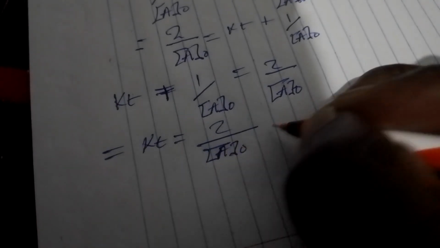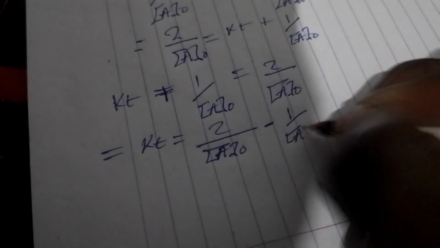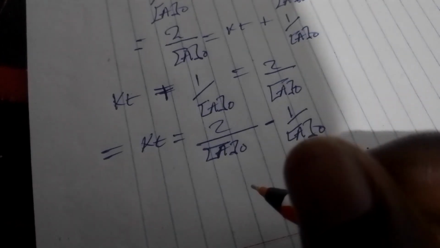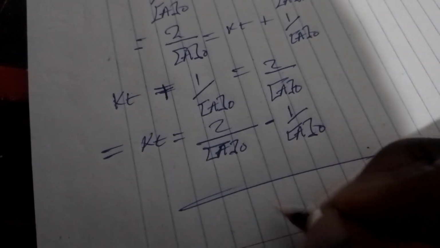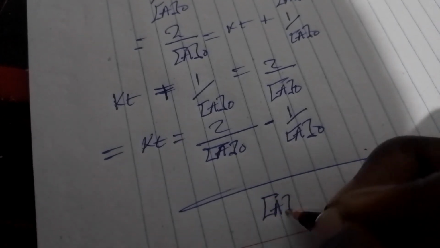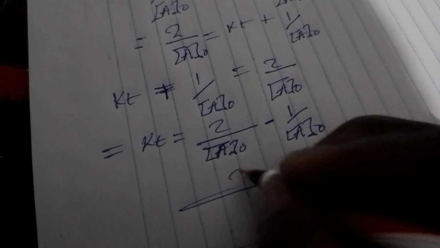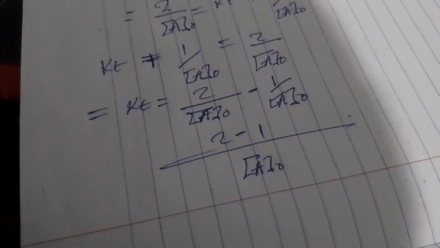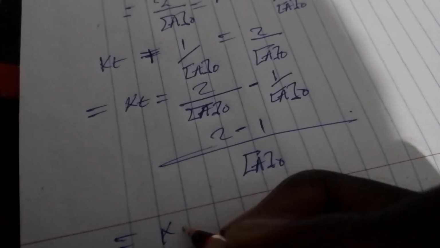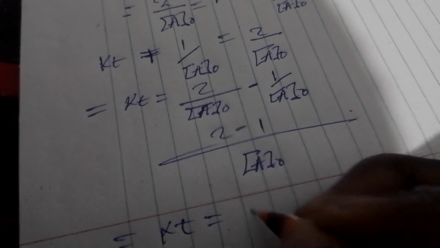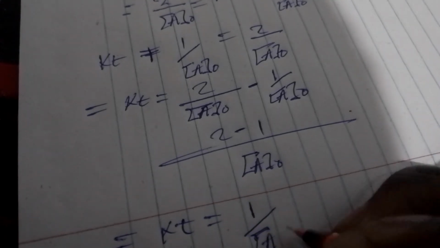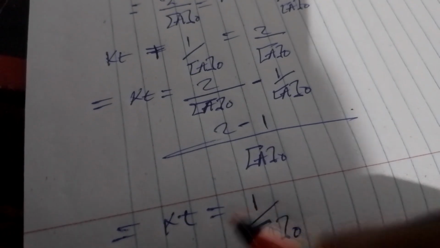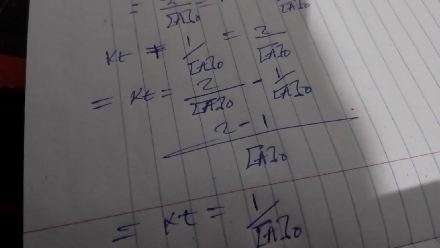So shall we correct the right terms? It is kt is equal to 2 over initial concentration minus 1 over initial concentration. Should we find the common factor there? The common denominator is going to be initial concentration itself, of which we are going to have 2 minus 1. Understand it clearly. Down here we are going to have kt is equal to 1 over initial concentration. Now looking for t, the time taken, divide by k.